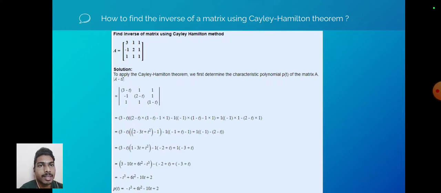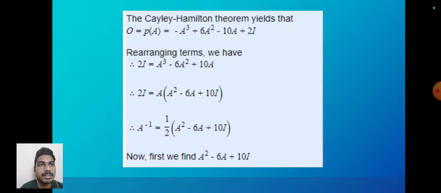And after that, the Cayley-Hamilton theorem yields that we need to convert the equation into the Cayley-Hamilton general equation, that is, we substitute lambda or t as A. So P(A) = -A³ + 6A² - 10A + 2I. After solving, we get a null matrix. From this equation we can find the inverse of the matrix.